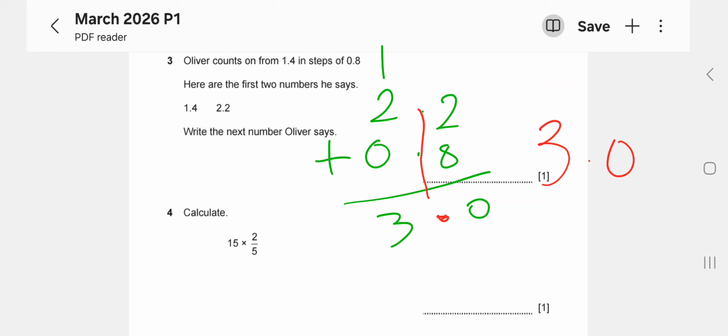What about 15 times 2 over 5? Remember when we multiply fractions, we multiply 15 times 2 and leave the denominator as it is. Never multiply 15 times 5. We never multiply the whole number by the denominator. So 15 times 2, it will be 30. 30 over 5, final answer will be 6.